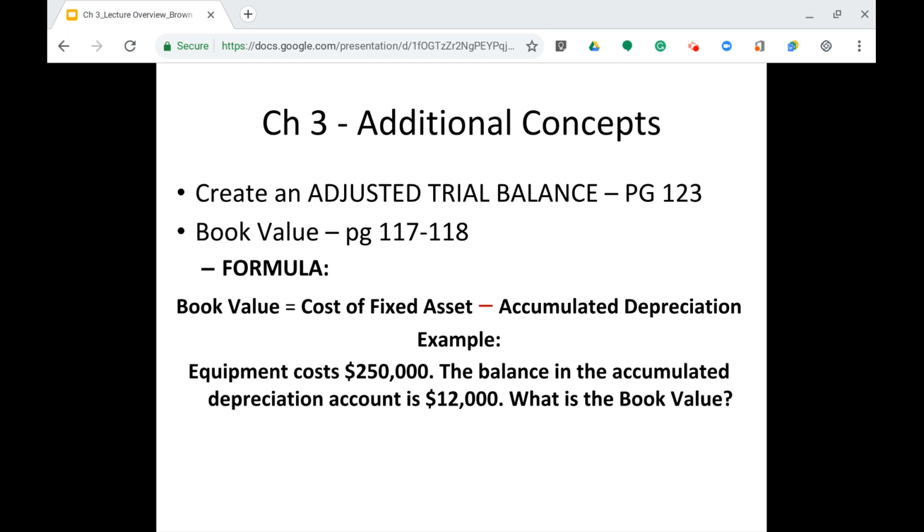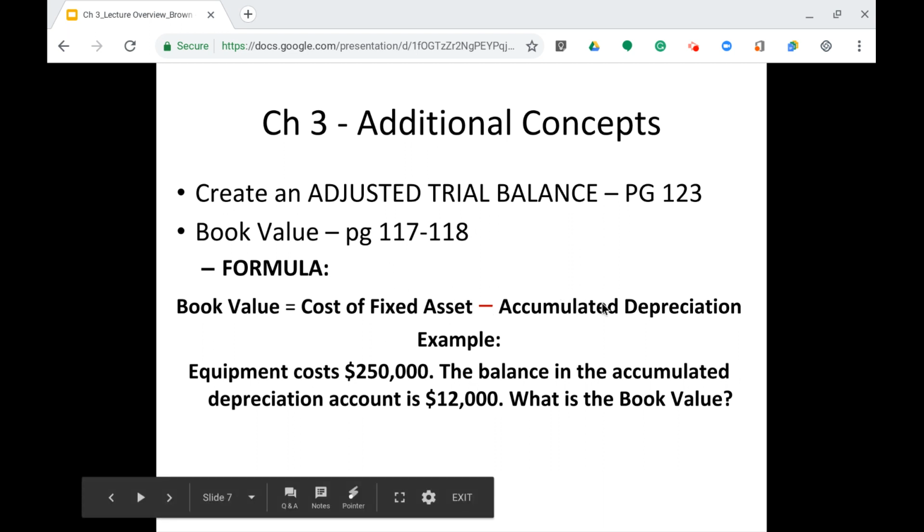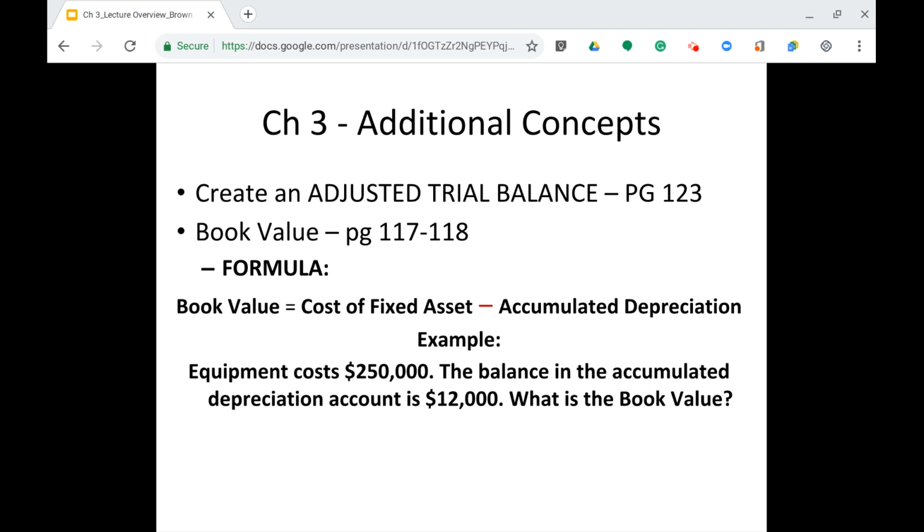So basically, I'm asking you to take $250,000, the cost, plug it in here, minus $12,000, the accumulated depreciation, plug it in here, and tell me what book value is. What is X? I'll give you a few seconds. Okay. And by now, you should have your answer. Remember, you should be doing these things with me if I'm doing this for you. You should have 238,000.